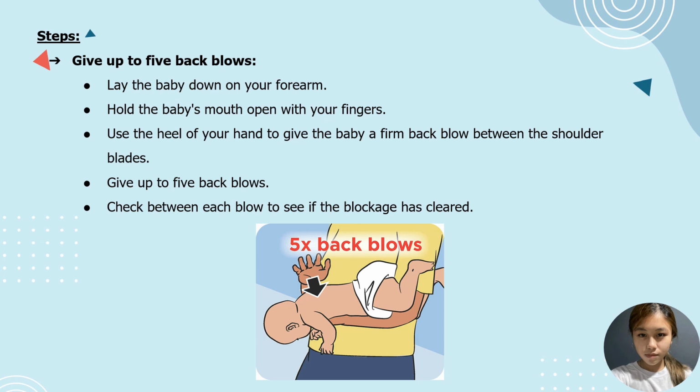Lay the baby down on your forearm. Hold the baby's mouth open with your fingers. Use the heel of your hand to give the baby a firm back blow between the shoulder blades. Give up to 5 back blows. Check between each blow to see if the blockage has cleared.